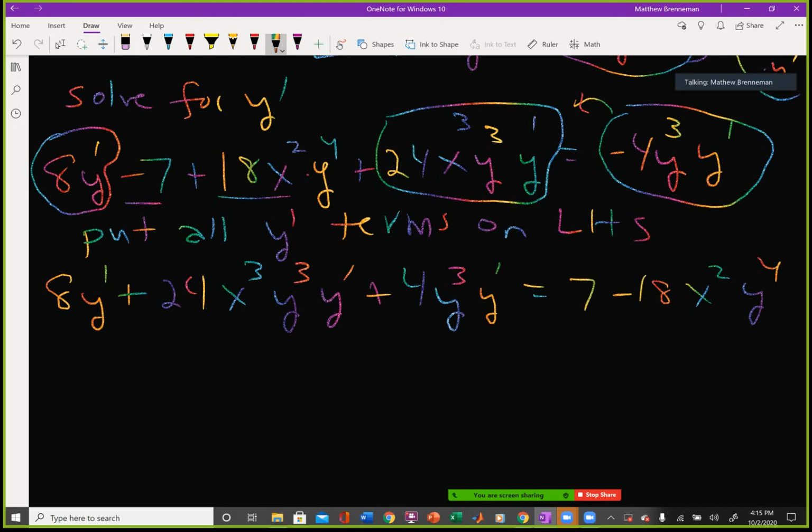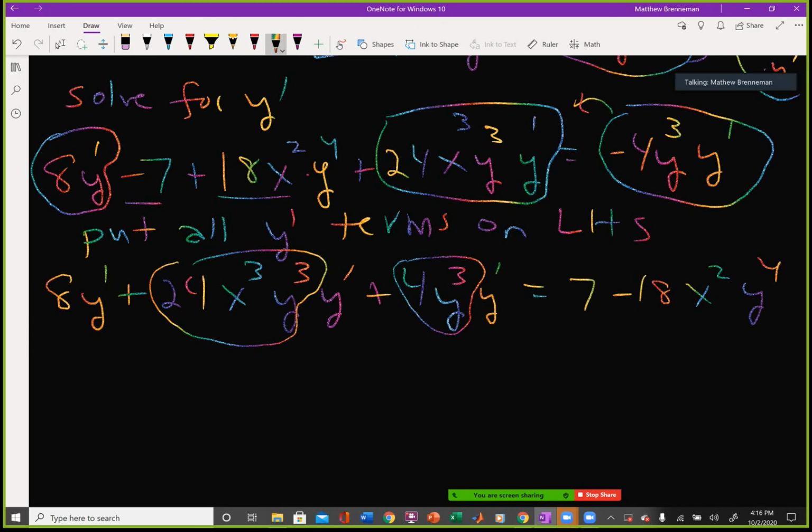Here's what you want to notice. Every term here has a factor of y prime, right? This is 8 times y prime. This is 24x cubed times y cubed times y prime. 4y cubed times y prime. So what can I do algebraically here? Begins with an F. Factor. Right? So let's go ahead and factor.